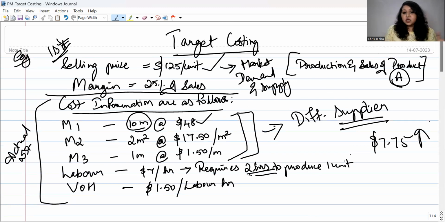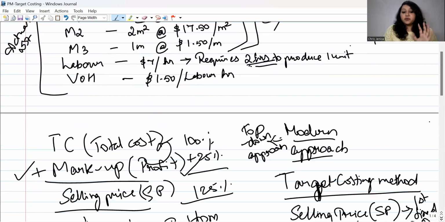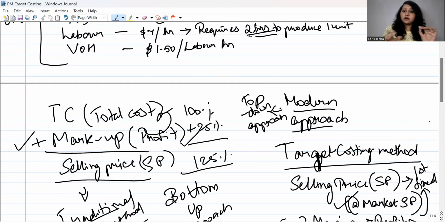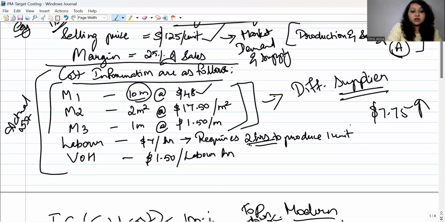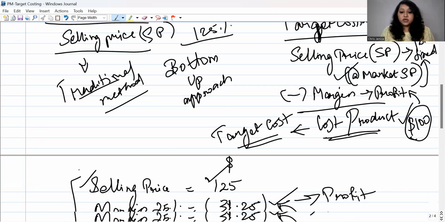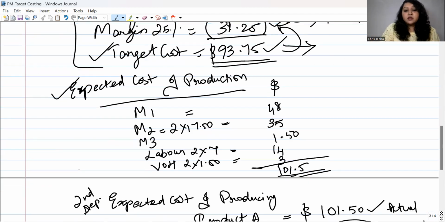So basically, what is the whole concept that we learned? As per the traditional method, we will have a total cost. Whatever is the material cost, labor cost, we will total it. And then, for example, even in this question, we had the expected cost of production, right? So if it was the traditional method, what would I do? So this is my cost.